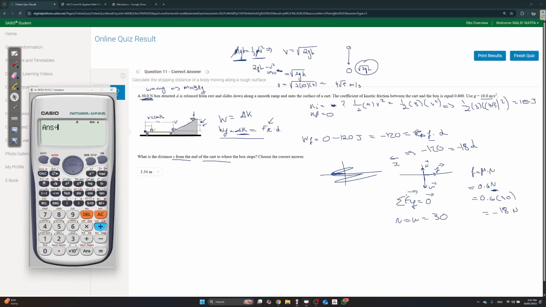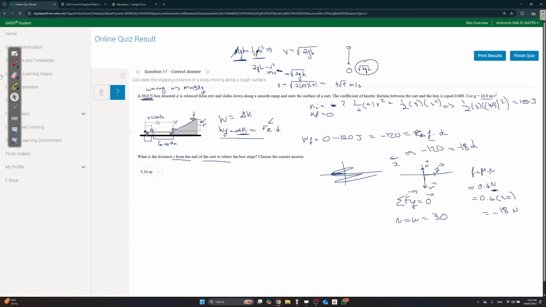Divide them, 120 divided by 18. You get 6.67, right? Someone's going to come and say, oh, that's not the answer. Okay, it traveled 6.67 meters, right? So how much is going to be left? Look at what they're asking for. They're asking for the distance from the end, right? Since they told us that the whole thing is 10, you just do 10 minus 6.67, and you get 3.333, which is just rounded to 3.34.